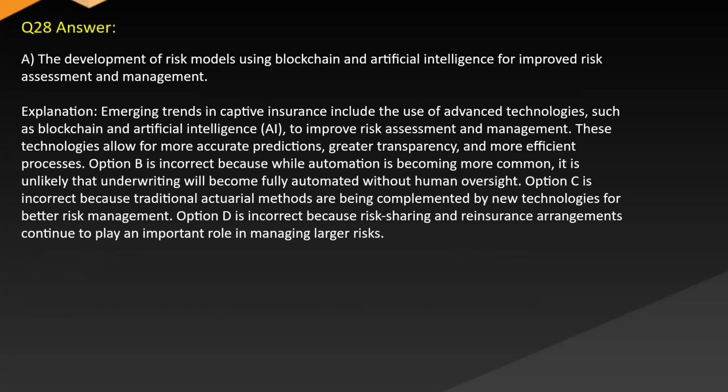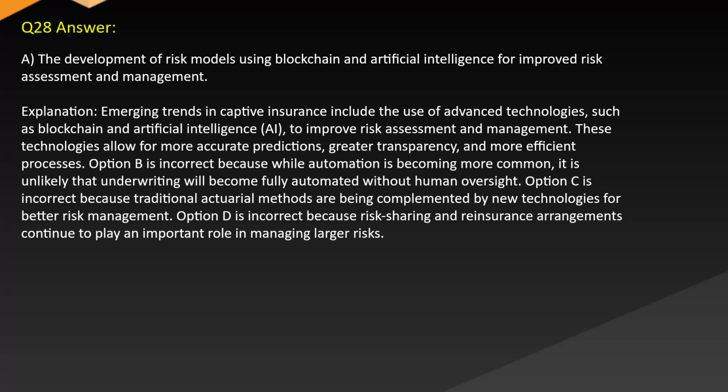Answer A. The development of risk models using blockchain and artificial intelligence for improved risk assessment and management. Explanation: emerging trends in captive insurance include the use of advanced technologies such as blockchain and artificial intelligence (AI) to improve risk assessment and management. These technologies allow for more accurate predictions, greater transparency, and more efficient processes.